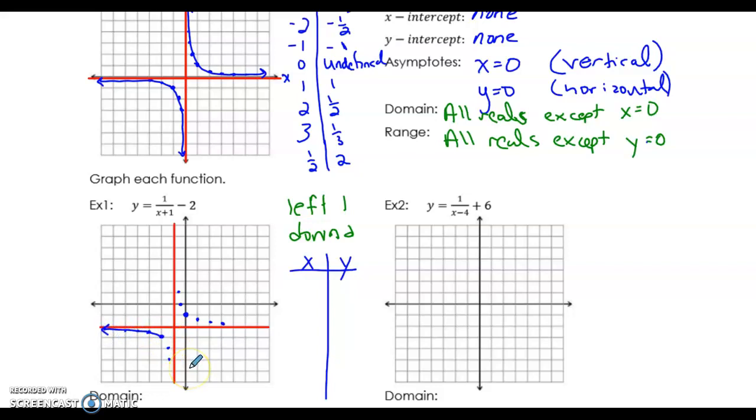If you're having trouble figuring out where those points are, then just plug them back into that original equation. For example, if I put 1 into the equation, 1 over 1 plus 1 minus 2. So 1 over 1/2 minus 2. So it would be negative 1.5, which is where our point is. 1, negative 1.5.